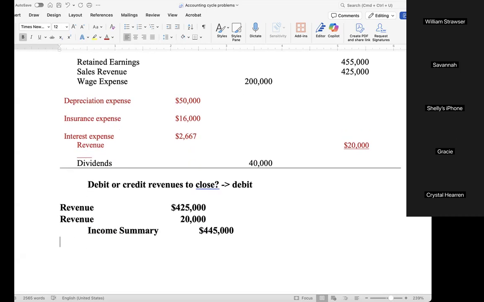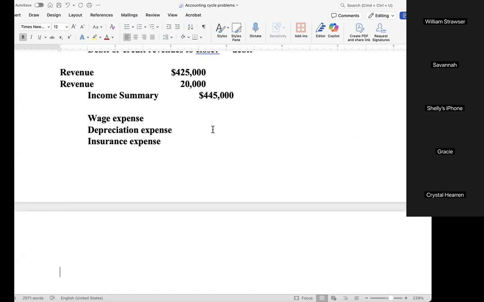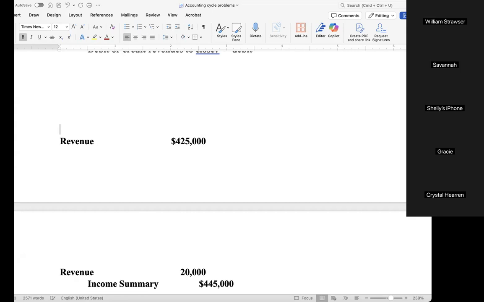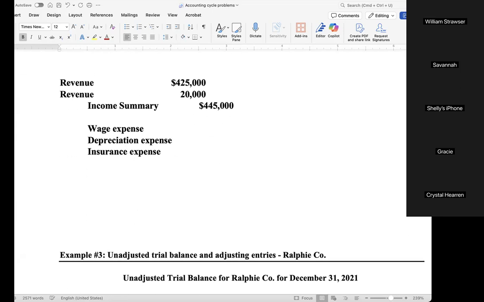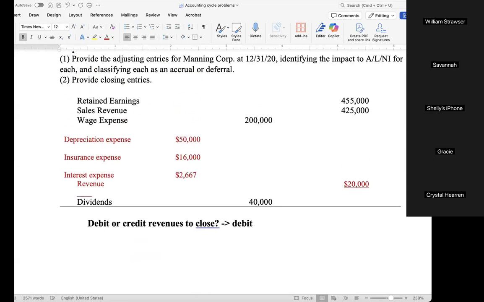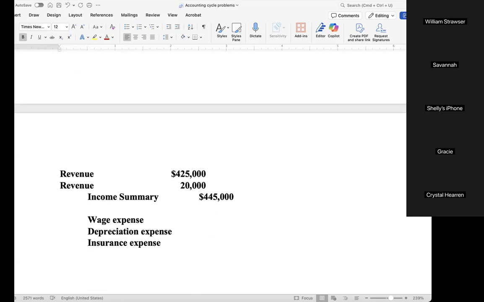Then I need to do my expense accounts as well. Since those are at debit balances, what do I need to do to close them? Credit them. Yeah, credit them all. So my wage expense. And again, this is something I would do separately, just to make sure that if you miss one of them, it's only half a point at most, right? Not much. I'm running out of room there. So insurance expense. And I also had what else? Other expense, depreciation, insurance, interest.